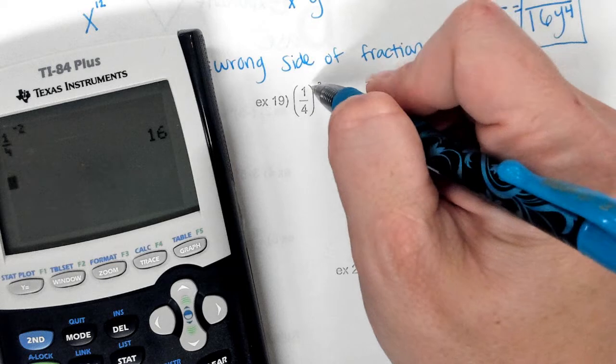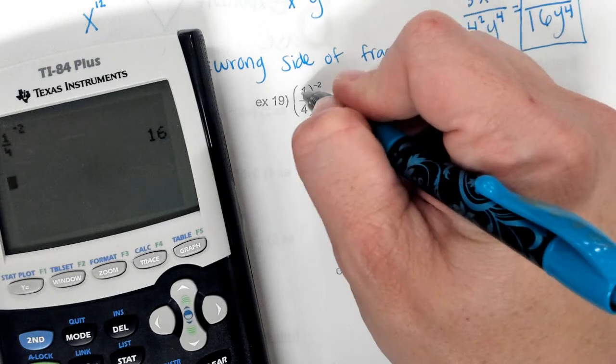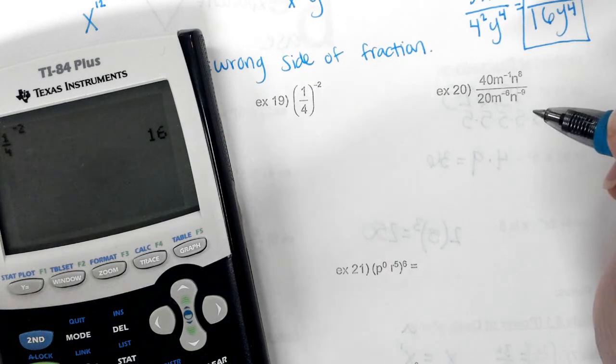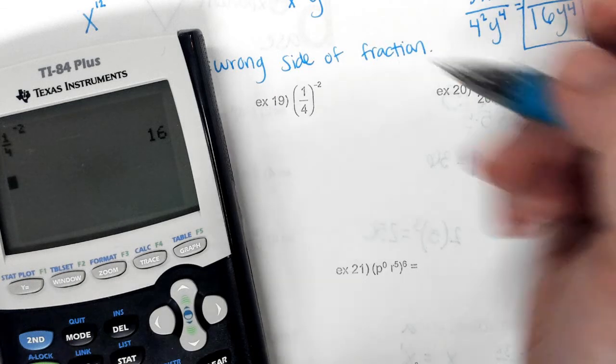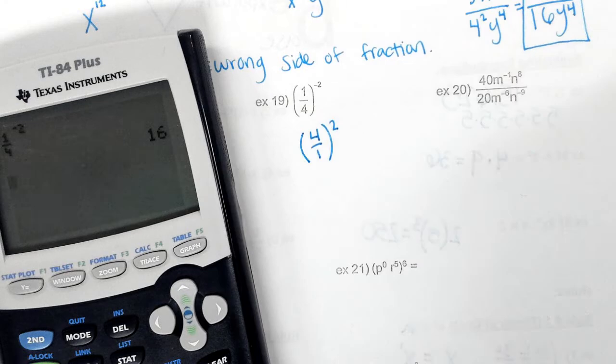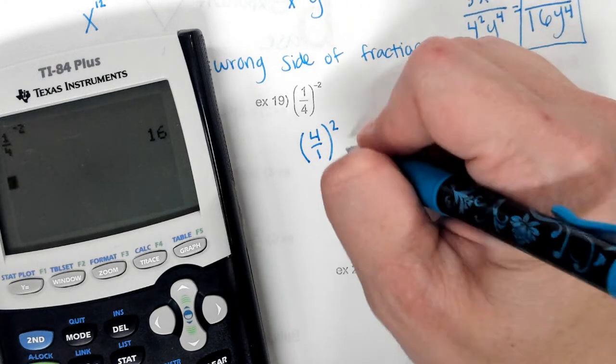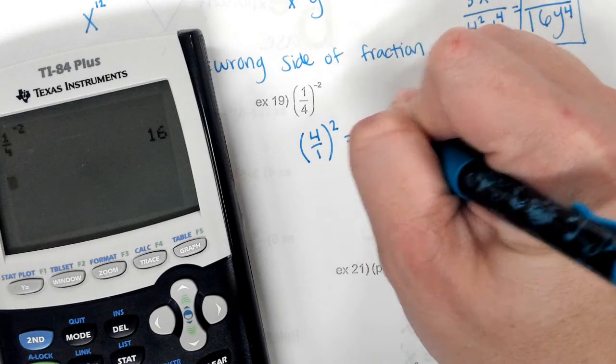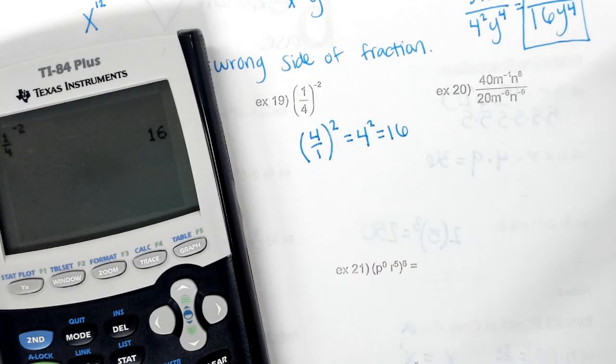Okay, so when there's a negative exponent, if I were to give the top and the bottom a negative, wouldn't they both have to move? Yeah, so it's just the same thing as flipping it. And then it becomes a positive 2. Well, what's 4 over 1? And what's 4 squared? There's your answer. Does that make sense?